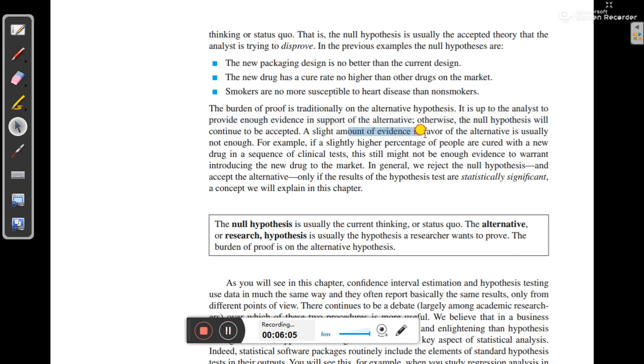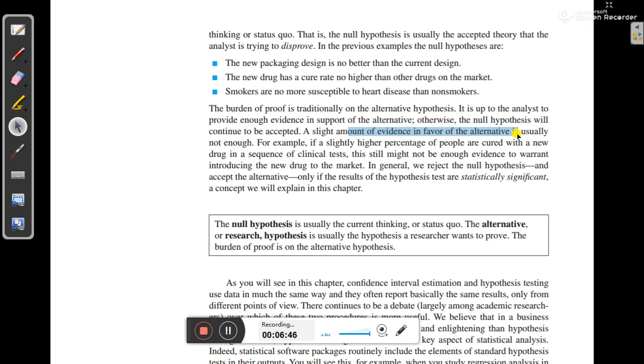A slight amount of evidence in favor of the alternative is usually not enough. For example, if a slightly higher percentage of people are cured with a new drug in a sequence of clinical tests, this still might not be enough evidence to warrant introducing the new drug to the market. In general, we reject the null hypothesis and accept the alternative only if the results of the hypothesis test are statistically significant, a concept we will explain in this course.